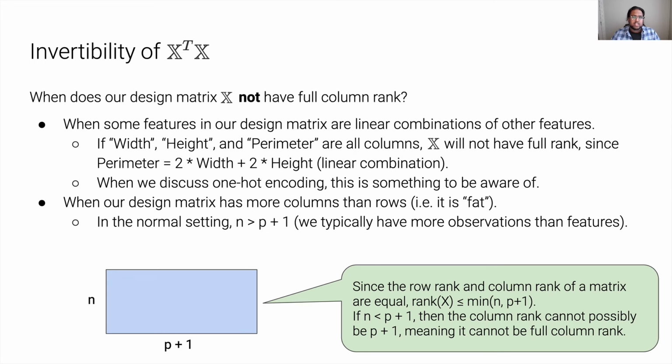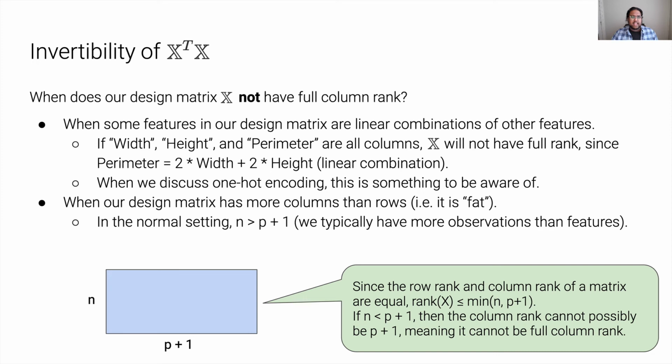The other scenario in which our design matrix will not have full column rank is when it has more columns than rows. And a not so nice term that is used to describe such a matrix is that it's fat, because it's wider, it has more columns than it has rows. Now, in the normal setting, this is not very common because we typically have far more observations, n, than we have features, p plus 1. But if for whatever reason you don't have that much data or you have many features and you find yourself in this scenario, your design matrix cannot possibly have full column rank.